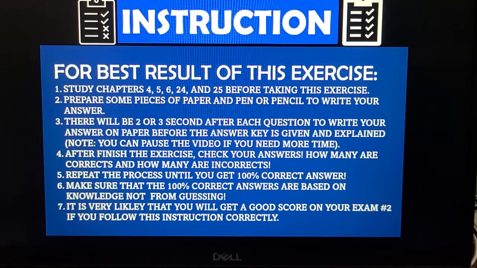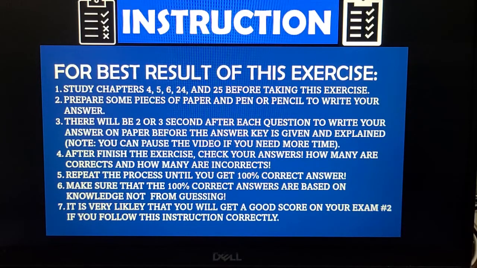Second, prepare some pieces of paper and pen or pencil to write your answer. Third, there will be 2 or 3 seconds after each question to write your answer on paper before the answer key is given and explained. Note, you can always pause the video if you need more time.